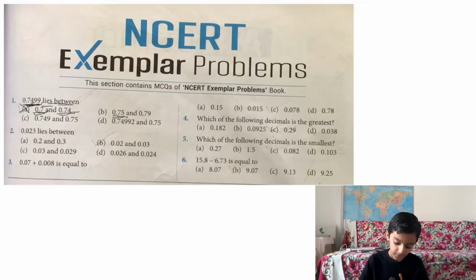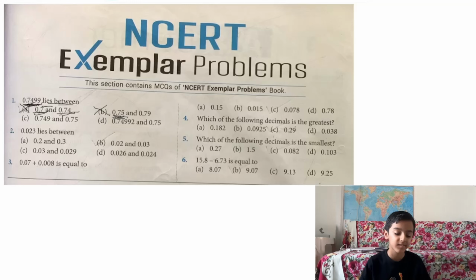Look, the whole number part is the same. Now let's jump to the fractional part. In the fractional part, the tenths place is 7 in both. Now we'll jump to the hundredths part. Here the hundredths part is 4 and here it is 5. The number whose hundredths part is greater is the greater number. So 0.75 is greater than 0.7499. But it should be less than 0.7499. So option B is also wrong.